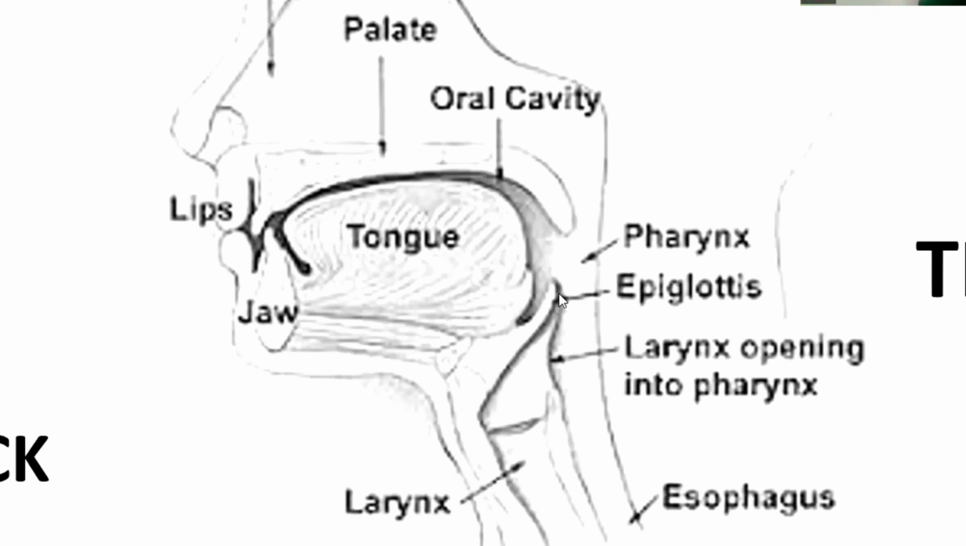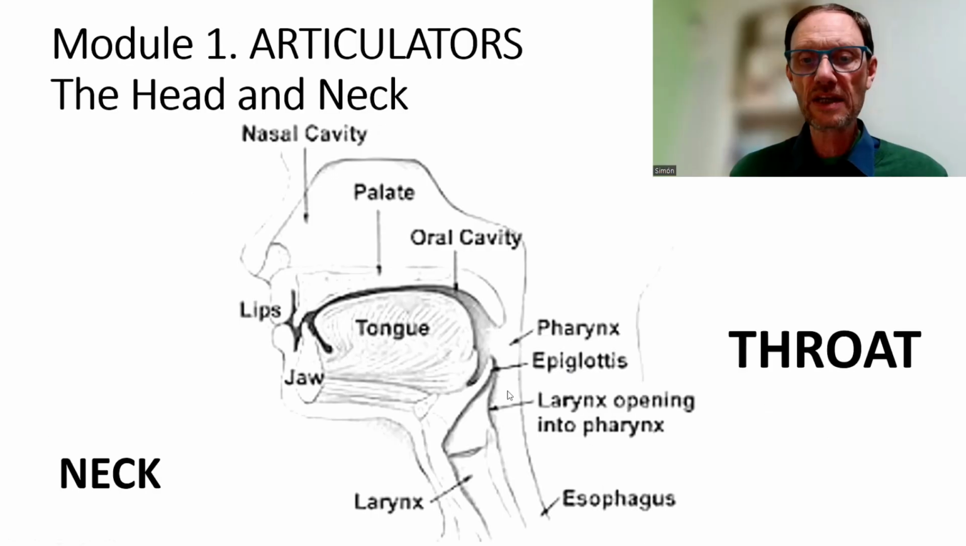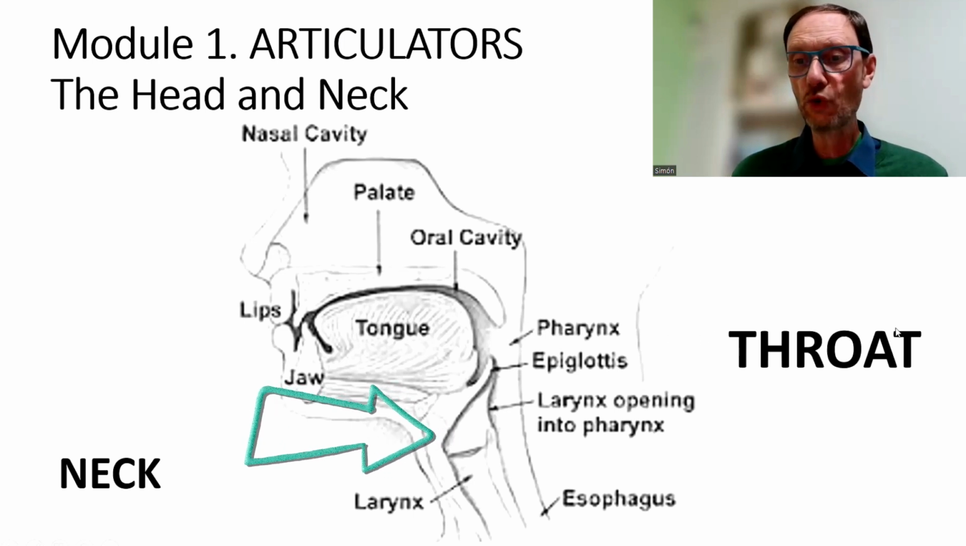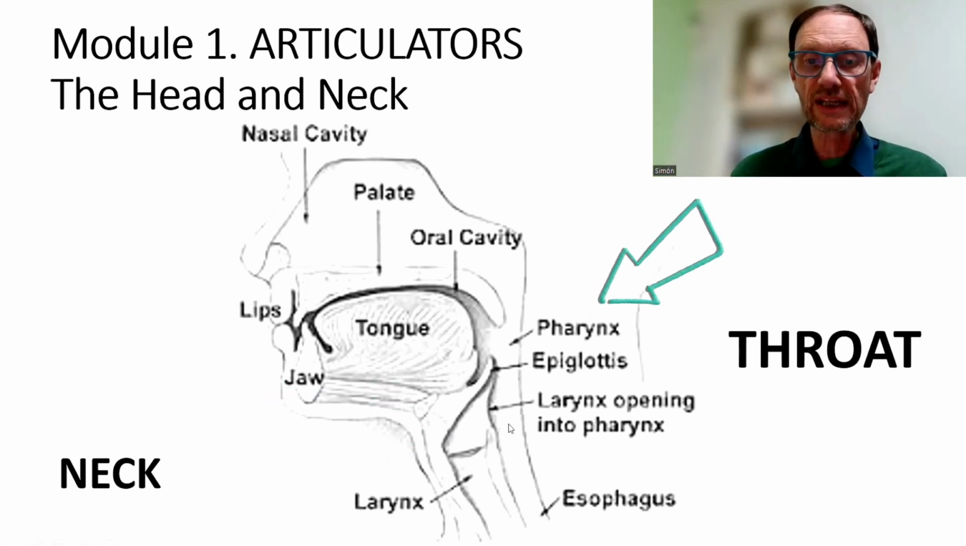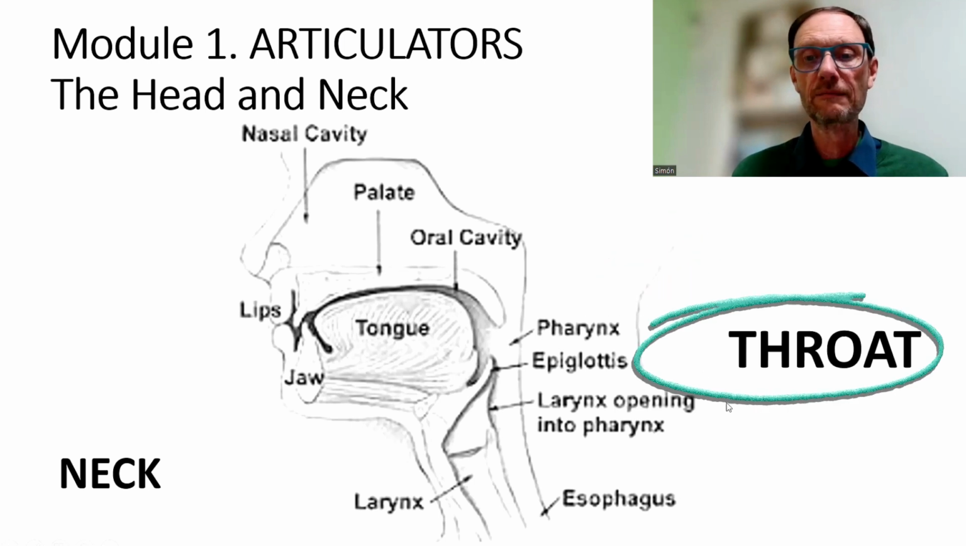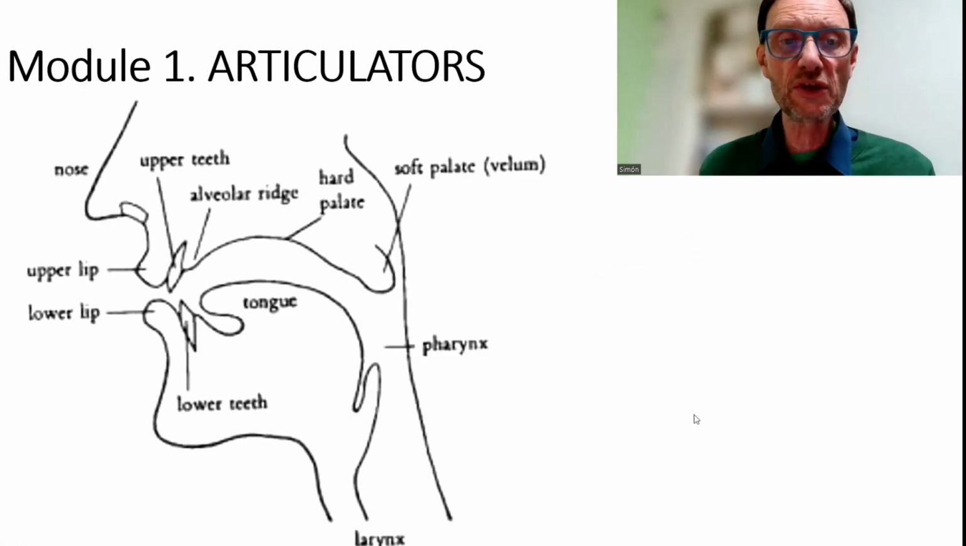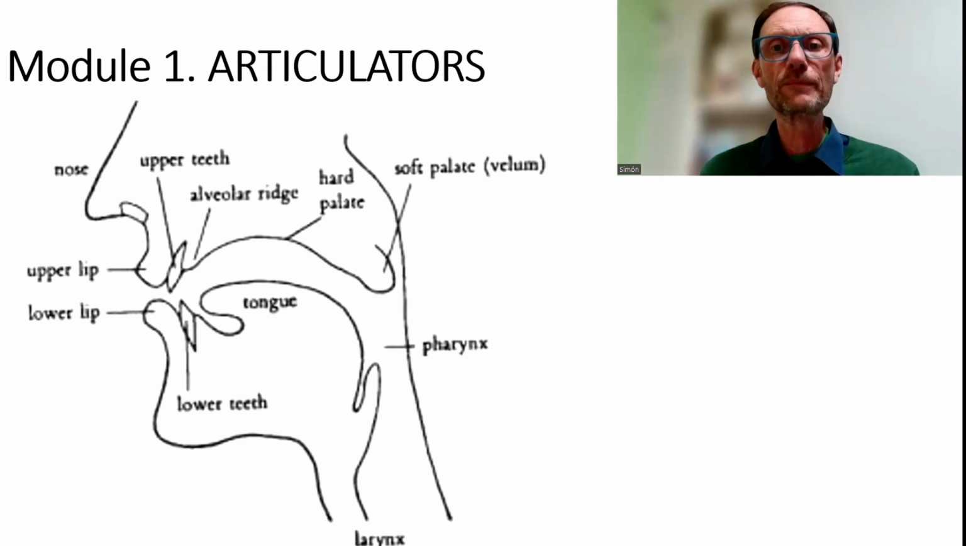The other parts like the epiglottis, which stops the food going down into the larynx and into your lungs, and instead makes the food go down the esophagus. These parts here aren't really necessary, but I will refer to sometimes the neck, which is obviously this part. Another word for the pharynx is, in normal English, the throat here. So these really are the articulators for pronouncing sounds and obviously words.